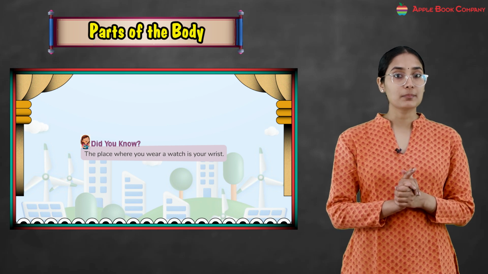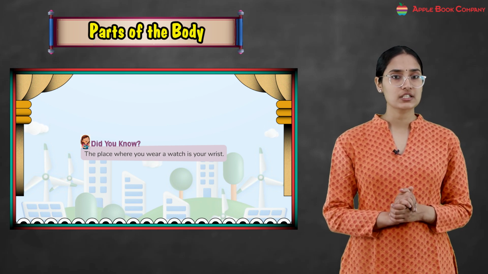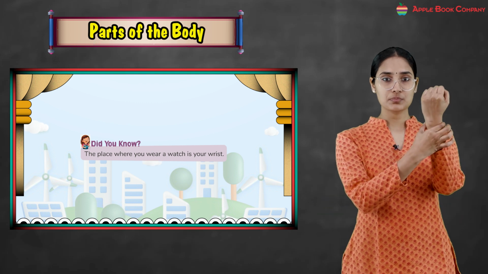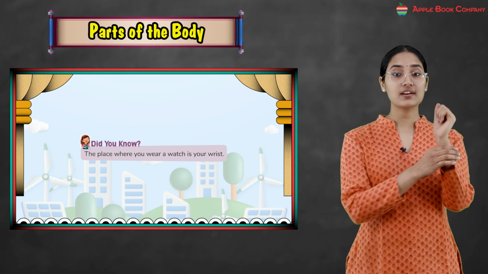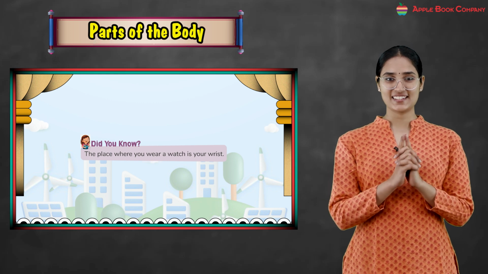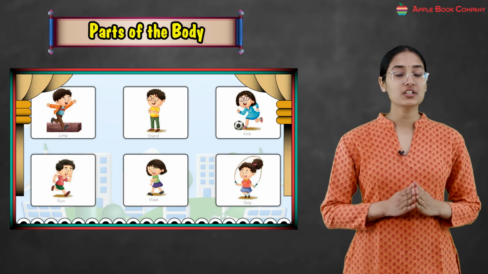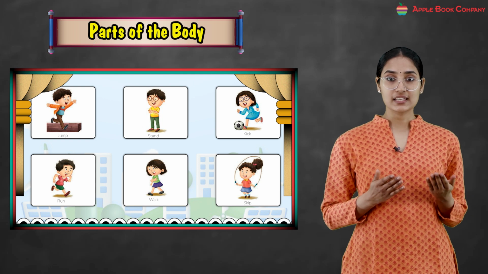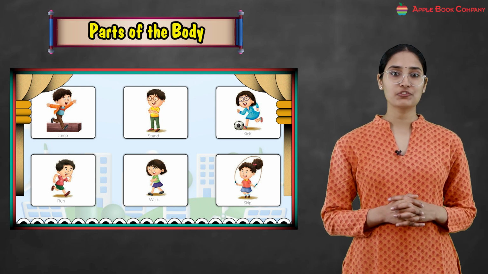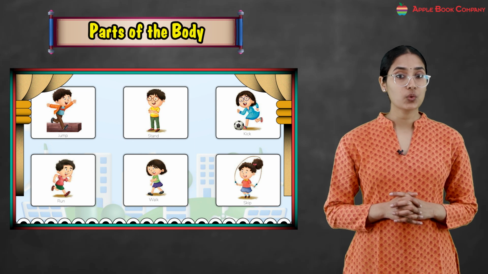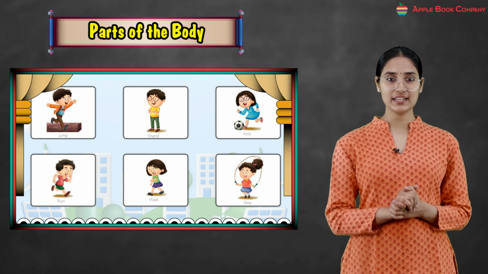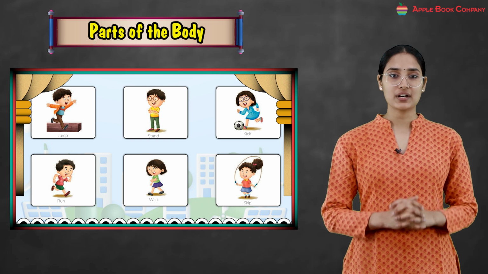Do you know kids, the place where you wear a watch is your wrist. So do you wear a watch? This area is called the wrist. Yes. So we also use our legs, right? Legs are for standing, running, walking, jumping, skipping and kicking things. Can you just see in this picture? The boy is jumping, standing, also playing football and kicking the football, also running, walking and skipping the rope, right? So these are all the uses of our legs.